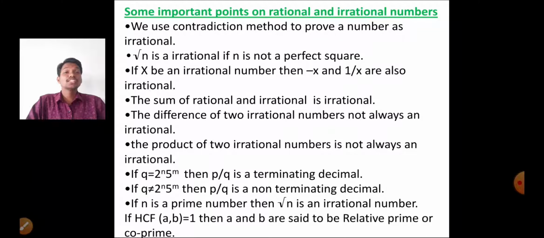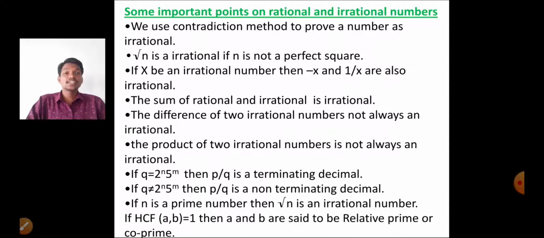Root n is an irrational number if n is not a perfect square. For example, take root 9, which is a perfect square. Root 9 equals 3, root 4 equals 2. Root 2 equals 1.414..., which is irrational. All perfect squares give rational roots, so those are not irrational numbers.